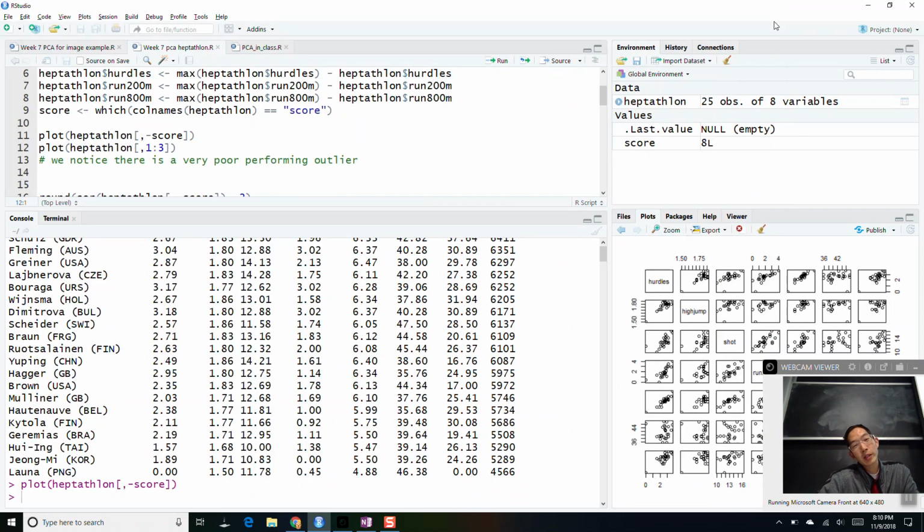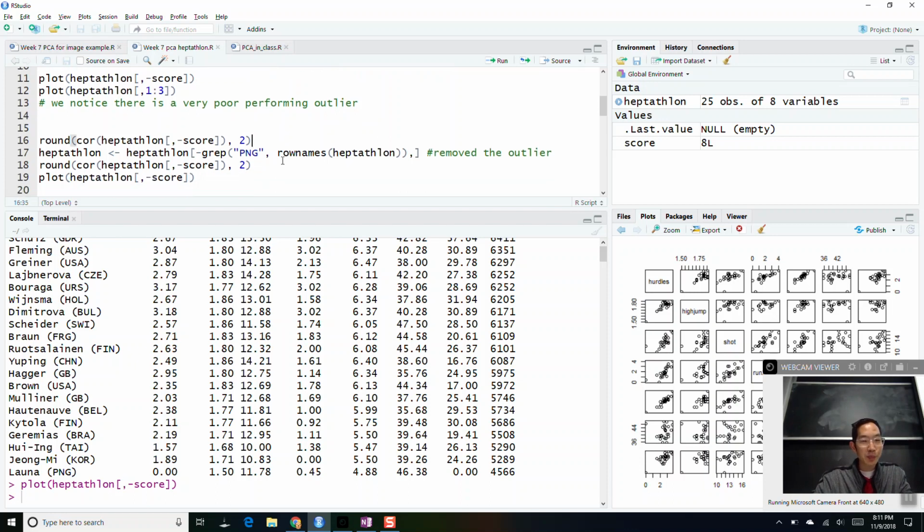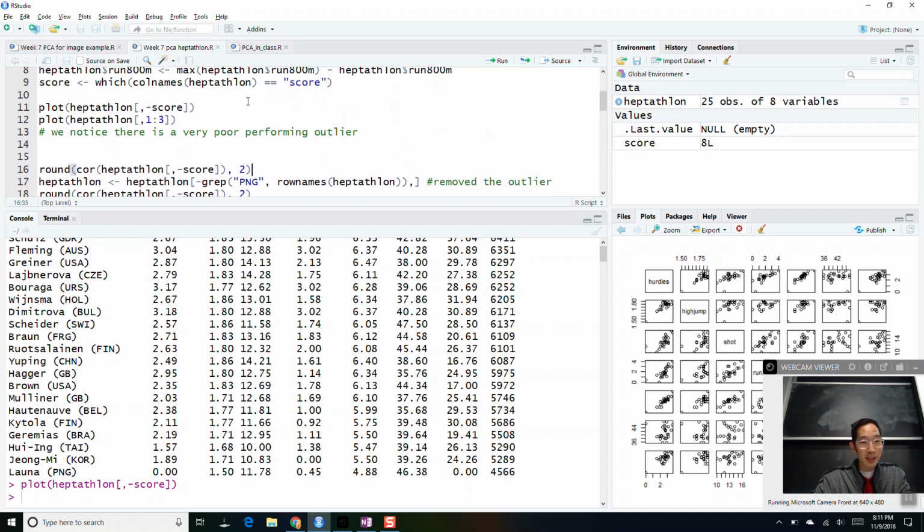Because we want to come up with some kind of system that is appropriate for Olympic level athletes, and not one that's going to differentiate lesser performing athletes from the thing. Okay, so we're going to remove this person here.